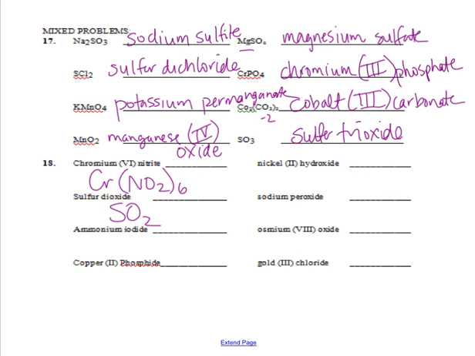Ammonium iodide. Ammonium is that NH4 plus polyatomic. It's the only plus polyatomic we're going to deal with. And then there's I minus. So we just shove those together. NH4I.